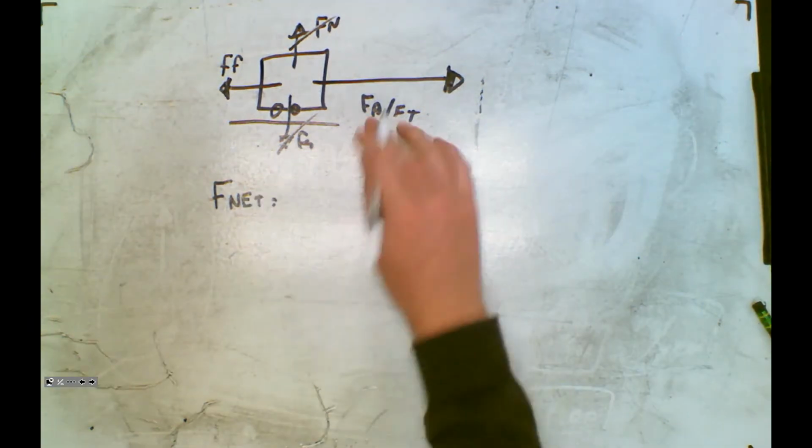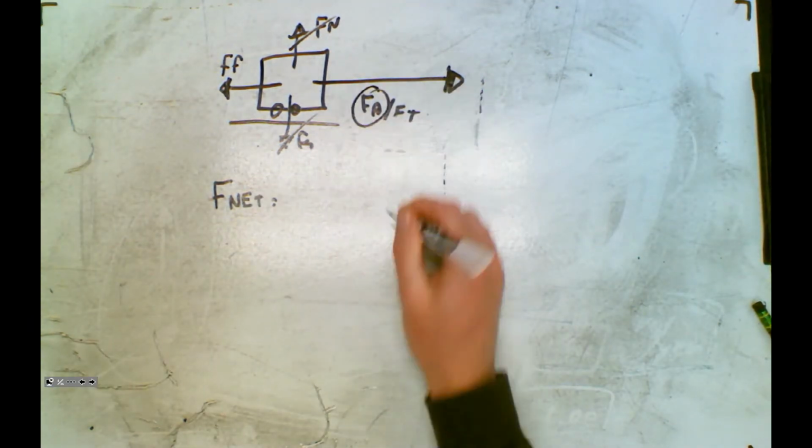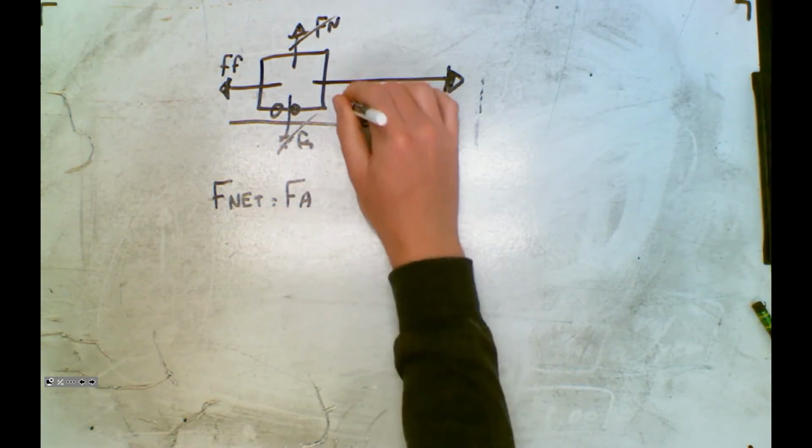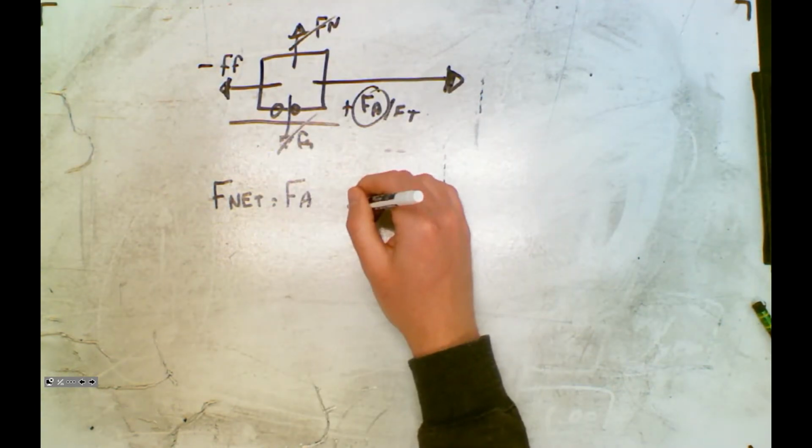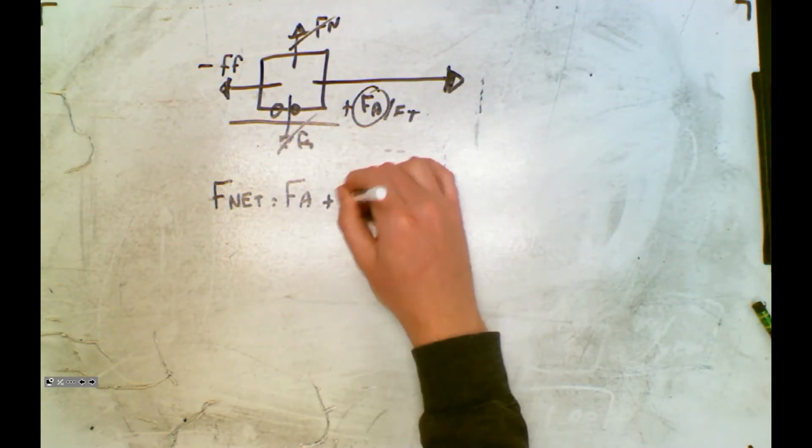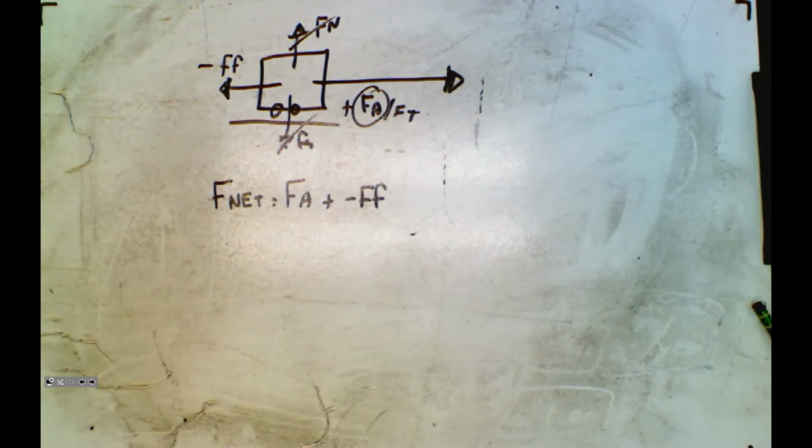So what we would do is choose one of these. I'm just going to use force applied. Our force applied is positive and our force of friction is negative. So that's what our F-net equation would look like. And it says that our legless dog is accelerating to the right.